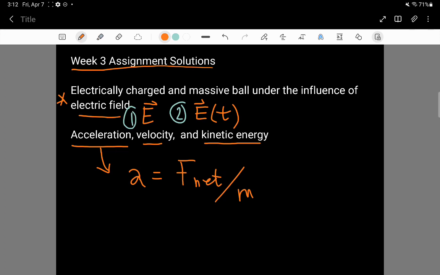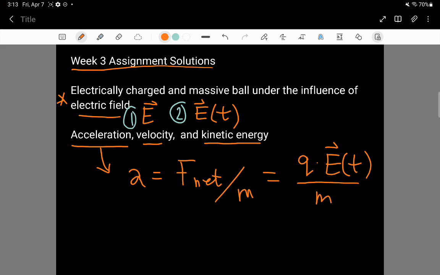And essentially what's happening in these two scenarios is the net force is going to be electric force due to a charge in an electric field, and the electric force is you take the charge Q and you simply multiply by the electric field. If the electric field is time dependent, you just keep track of the time dependence. It's a function of time instead of just some fixed vector value. But this is all divided by mass, right?